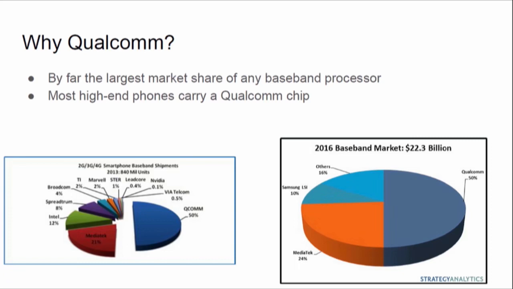So if you want to sell a phone which does that, you've got to stick a Qualcomm chip in it. For phones in other markets around the world, CDMA is more prominently a United States thing, so you'll see a little more variety in the chips. But they still have more than half the market share.